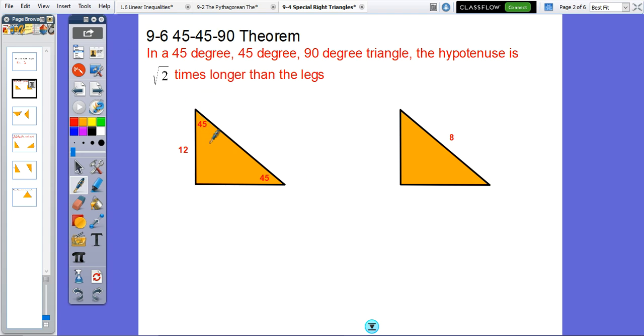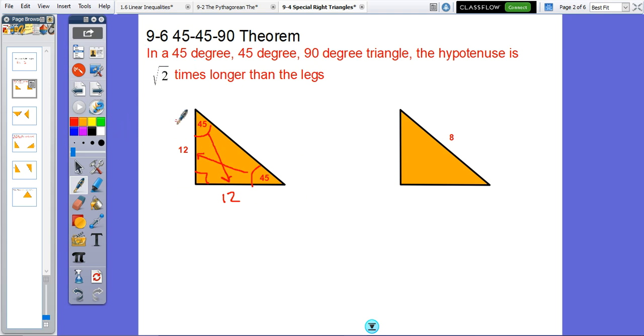It's called a 45, 45, 90 degree triangle because those are the three angles of the triangle. So we got two 45s and a 90. Now, see how in the theorem it doesn't even talk about the other leg? It's because last chapter we talked about how if our angles are the same, then our sides opposite of those are the same. So if this side right here is 12, then the other leg is, of course, 12 because they are congruent to each other. This is an isosceles triangle.